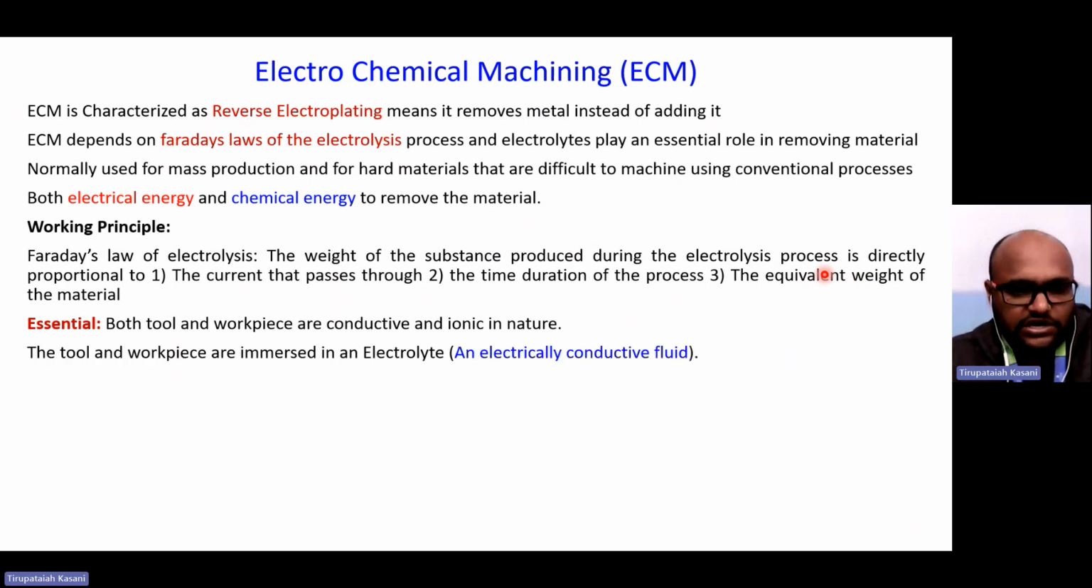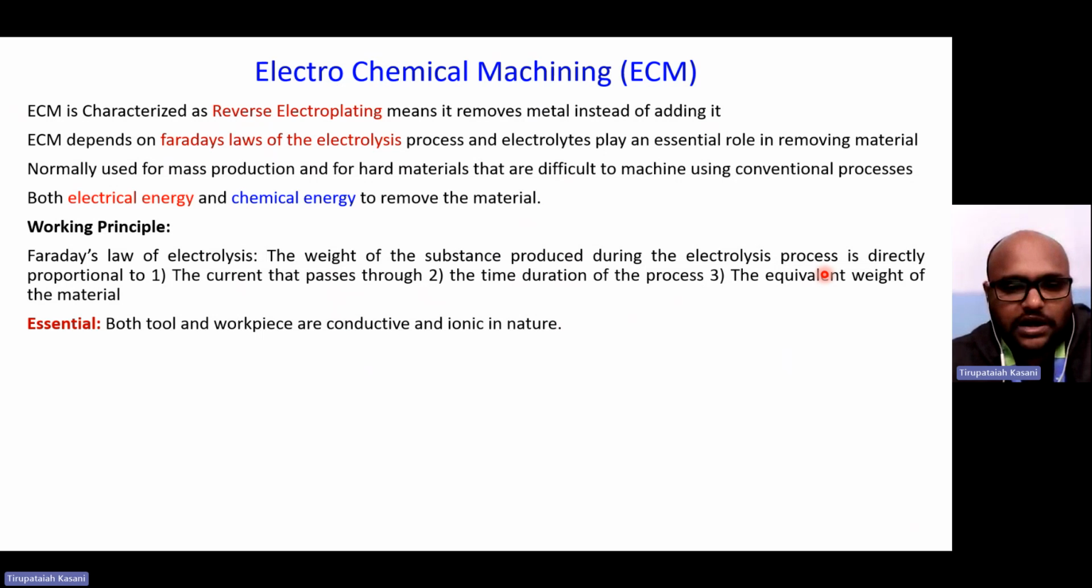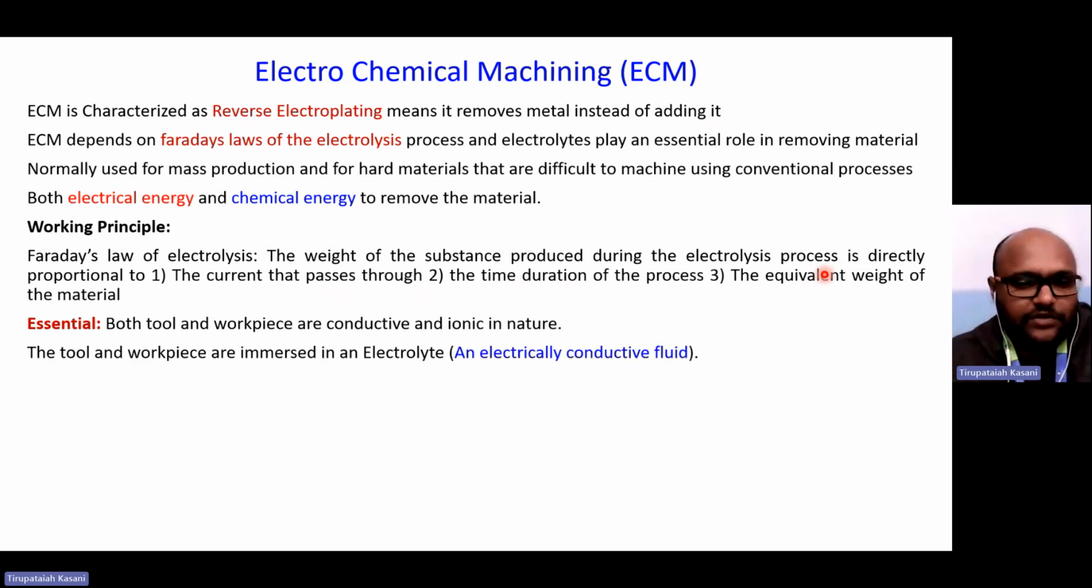And they ask, what are the essentials? Both the tool and the workpiece are conductive, and the medium is ionic in nature. Earlier, in the case of EDM, conductivity is fine, but here it is conductive and ionic, both. The tool and workpiece are immersed in an electrolyte, an electrically conductive fluid. In EDM, there is no such electrical conductivity, that is a dielectric medium.